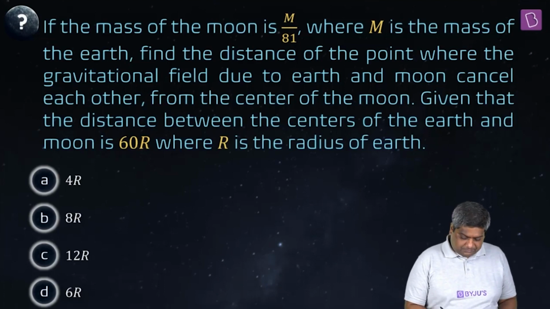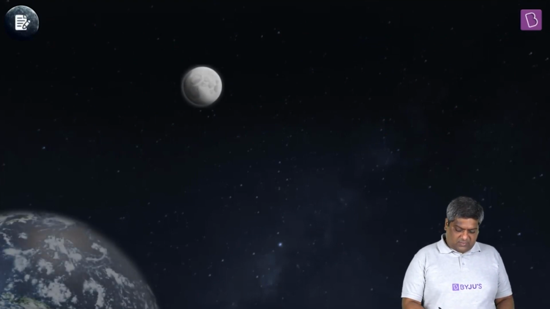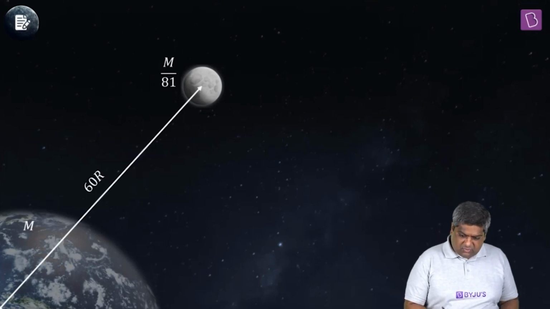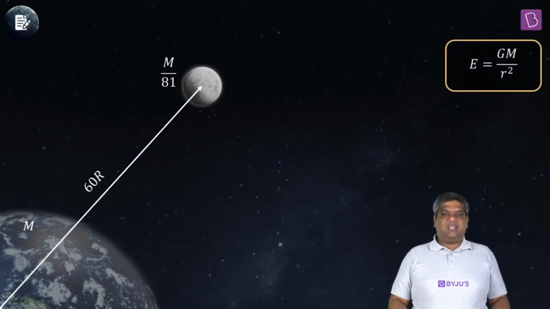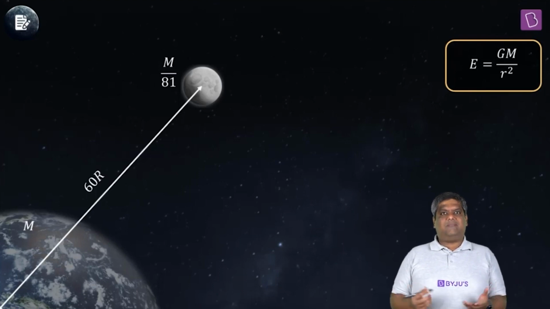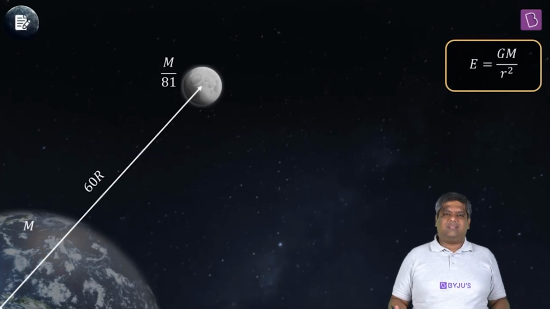Let us start. So the distance between the center of the moon and the center of the earth is 60R, and outside these spheres they behave like point masses. And what is the expression for the gravitational field? E subscript G, or g, they are all one and the same thing. Gravitational field intensity, gravitational field, again one and the same.